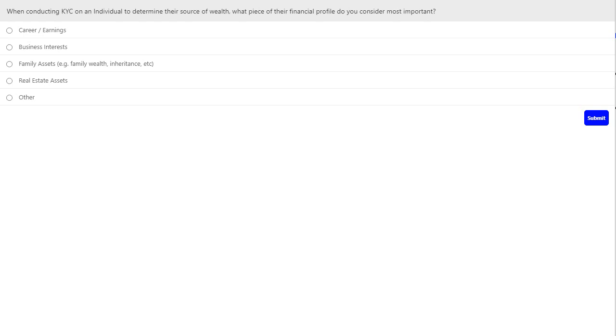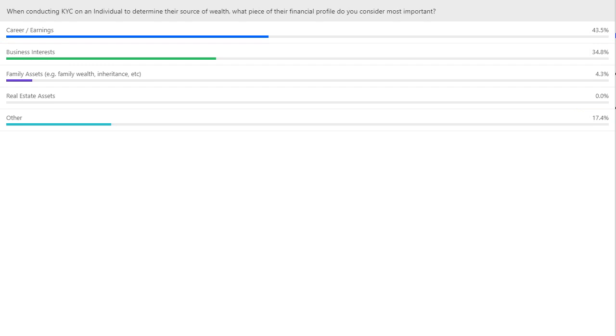All right, let's see the results, see what matters to your KYC programs in terms of source of wealth. Interesting. So career and earnings, which makes sense, business interests, and other effectively lead the pack. Luckily, career and earnings, I would argue in terms of source of wealth research methodology, we do look through the professional lens to start determining if their career and their earnings are commensurate with their wealth profile, which obviously leads to business interests. But that's good to know.